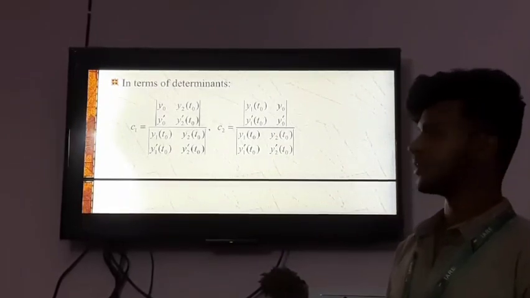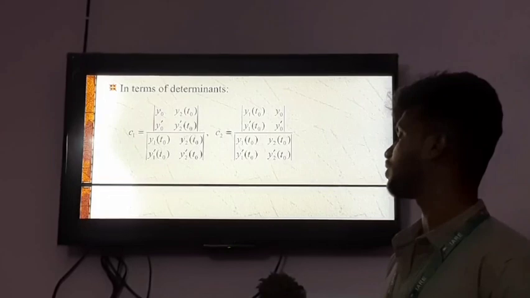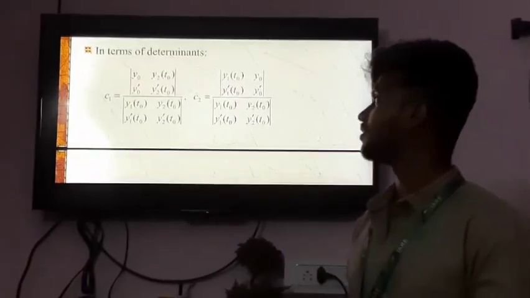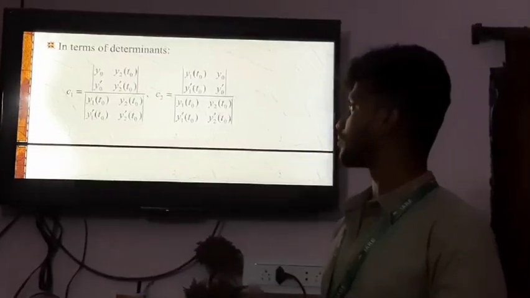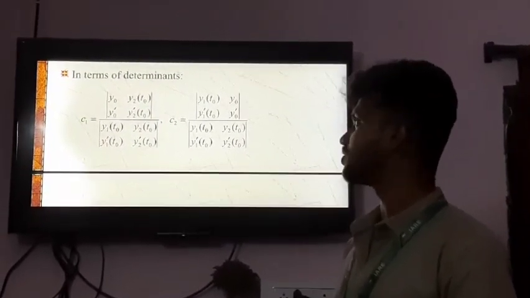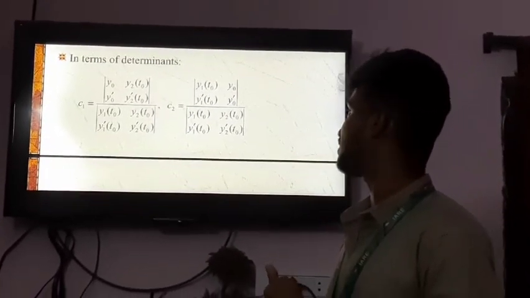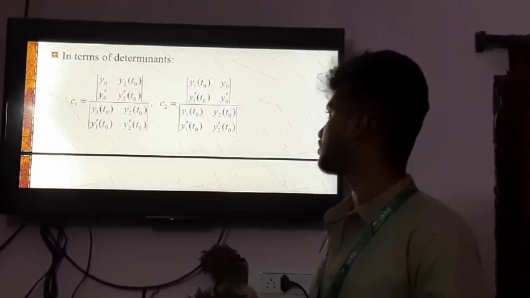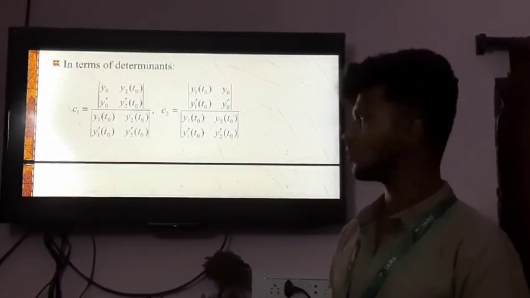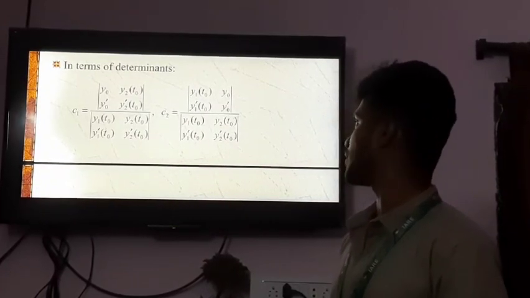In terms of determinants, c1 equals the determinant with rows y naught, y2 of t naught and y dash naught, y2 dash of t naught, divided by the determinant with rows y1 of t naught, y2 of t naught and y1 dash of t naught, y2 dash of t naught. Then c2 equals the determinant with rows y1 of t naught, y naught and y1 dash of t naught, y dash naught, divided by the determinant with rows y1 of t naught, y2 of t naught and y1 dash of t naught, y2 dash of t naught.